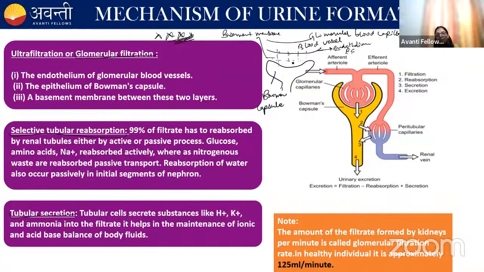Now the components will again pass the inner layer of the Bowman capsule. This is the inner layer of the Bowman capsule. So the components from the blood are crossing three membranes. Number one is the endothelium of the blood capillary. Now they cross the basement membrane, and now they cross the inner membrane of the Bowman capsule. And finally, the filtrate reaches the Bowman capsule, and we call this filtrate the glomerular filtrate.